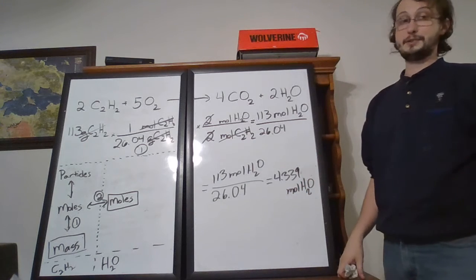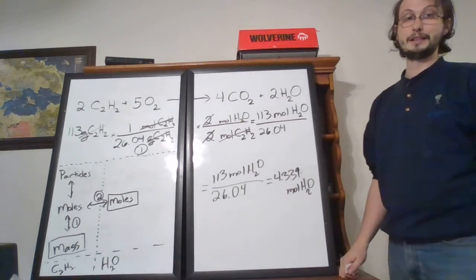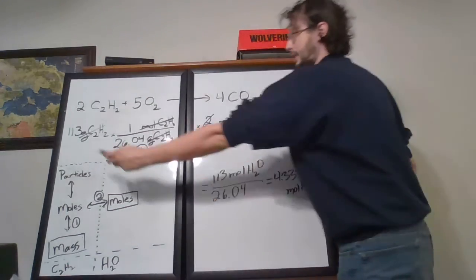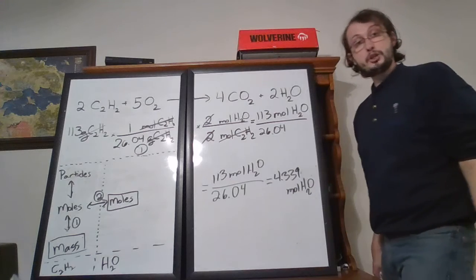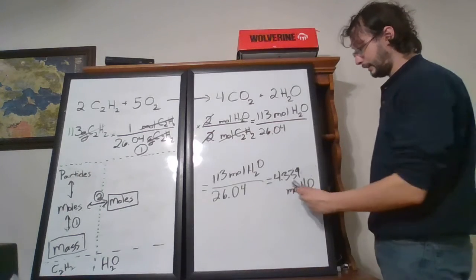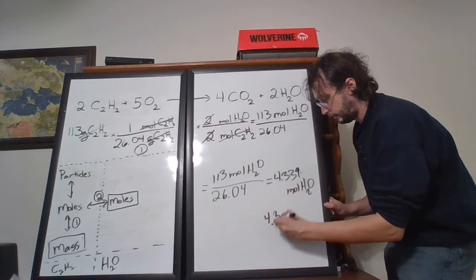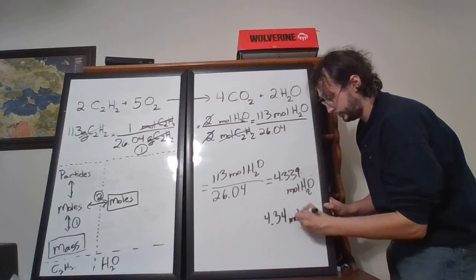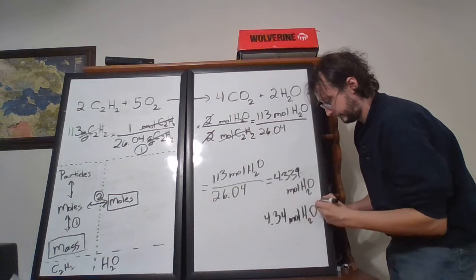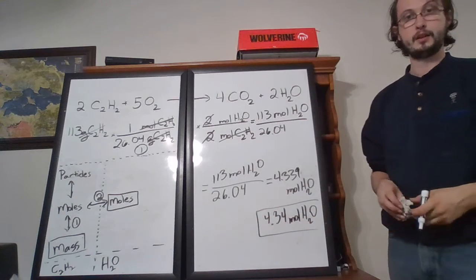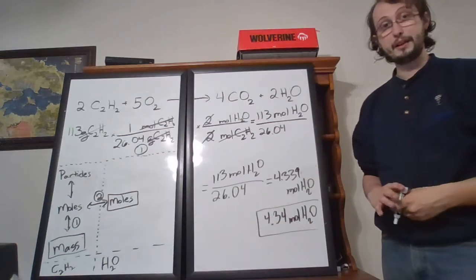All right, and as with all these, the last step is looking for significant figures. Go back to the beginning, we had 113 as our measurement, that's 3 significant figures. We need 3 significant figures in our answer, so we will round that to 4.34 moles of water as your answer for number 4. I hope that helped.